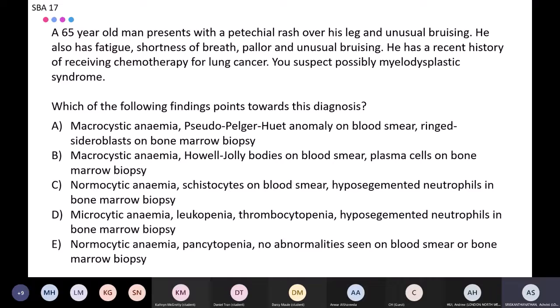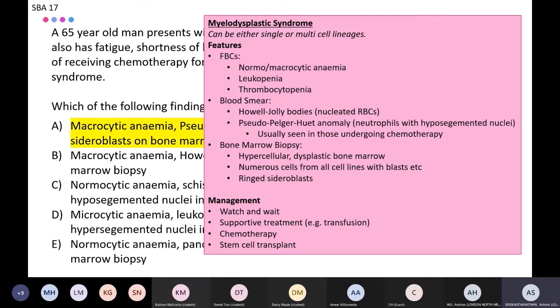Just a few more seconds. Okay, so you can see a mix of answers, so E and C here. So the answer is actually A.